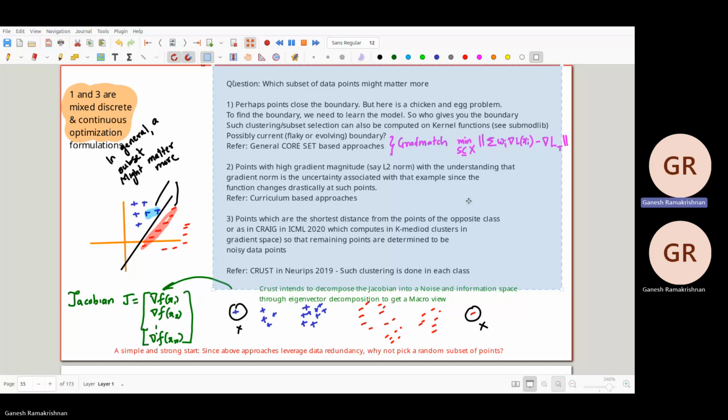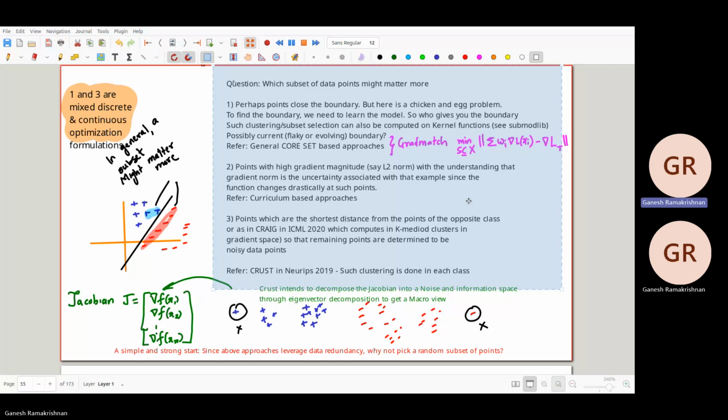So they, for example, compute clusters like here. Let's say this is a positive point which is very, very far away from points of the opposite class. This is not going to be very interesting. That's why I put a cross here. Or this point is also not very interesting, very far away from the positive points. So these points may be more interesting.